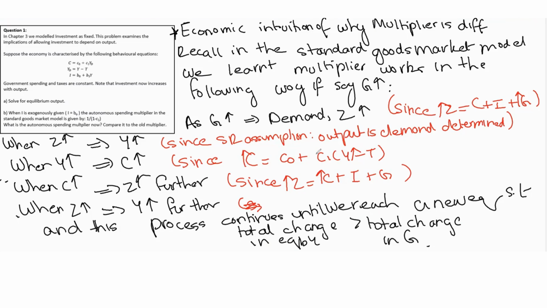So you increase G, demand increases. When demand increases, output increases, since output is whatever demand wants it to be. When output increases, C, which depends upon Y, will increase. And then since C is a component of demand, it would further increase demand, which would further increase output. And then this would further increase C. And this process will keep on continuing until we reach our new equilibrium. So this was in the standard goods market model, in which the only variable that depended upon Y was C.